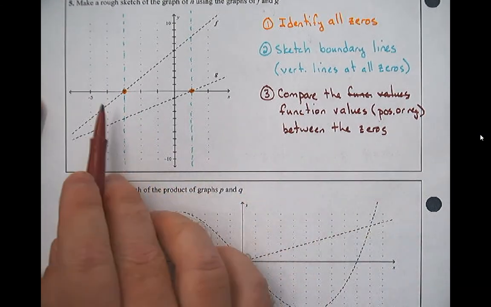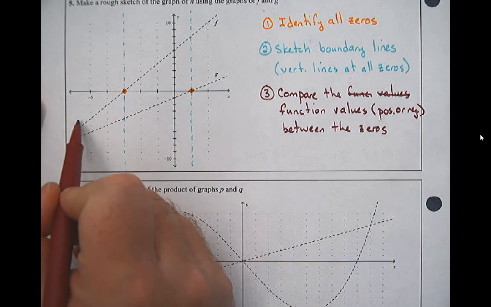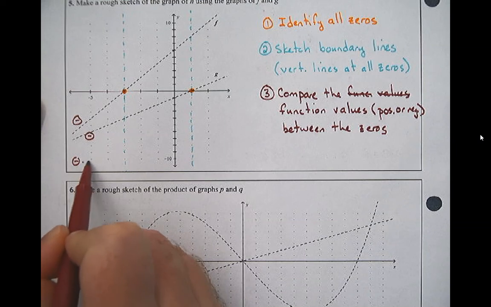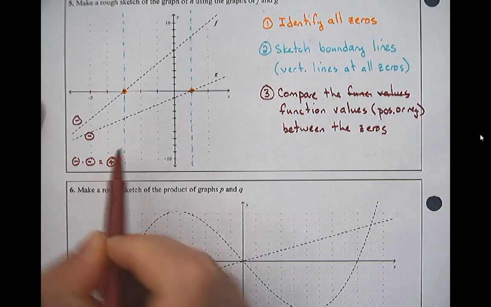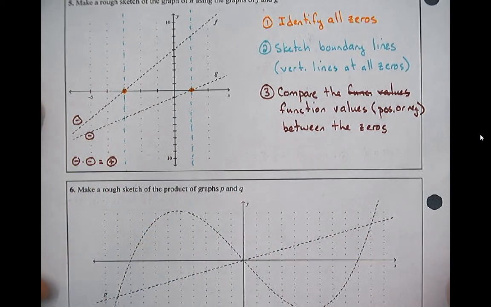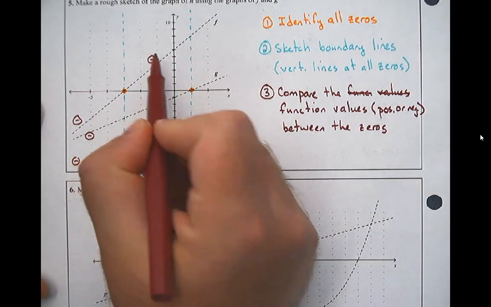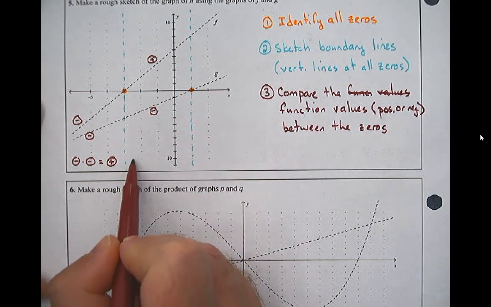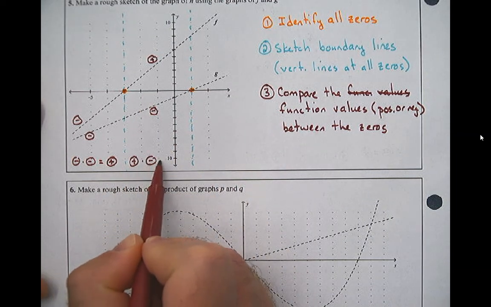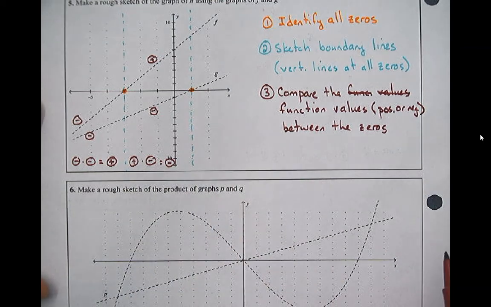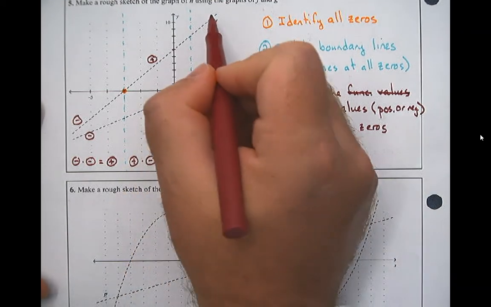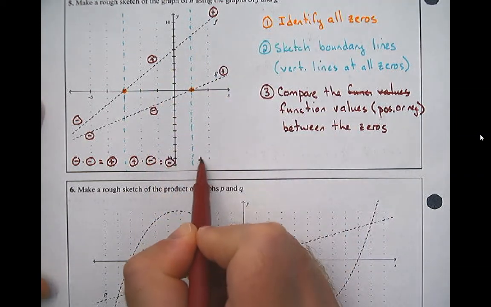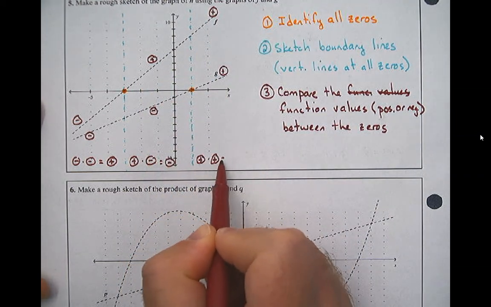So that means in this section, what are my y values? My y values are negative and negative. What's a negative times a negative? That means in this section, our graph should be positive. What are my y values? Negative, try again, positive and negative. What's a positive times a negative? That would still be negative. And then in this section, I have positives. So a positive times a positive is positive.